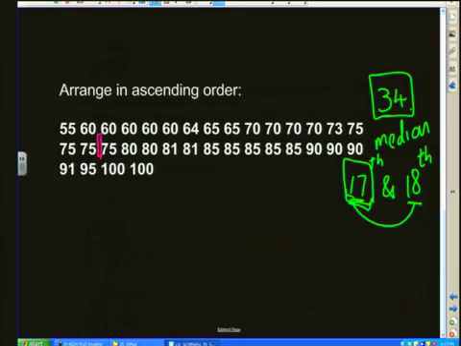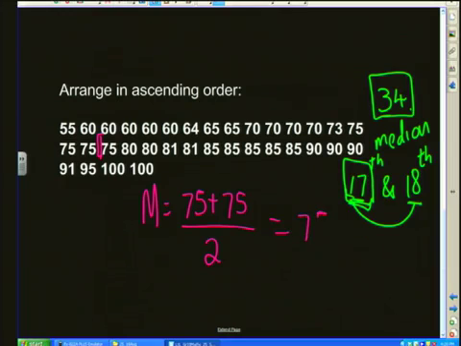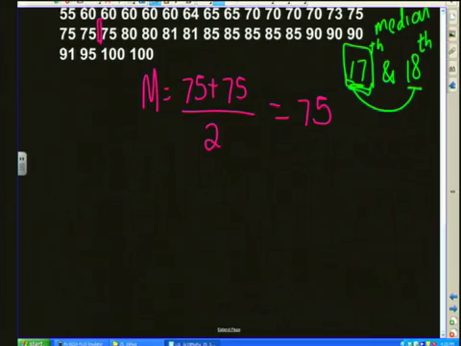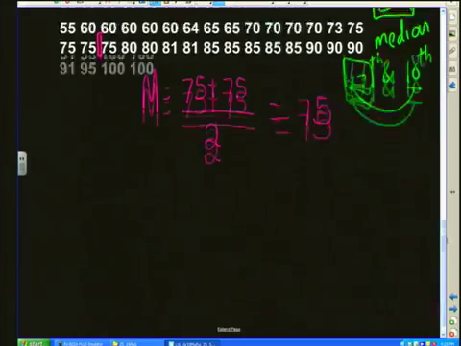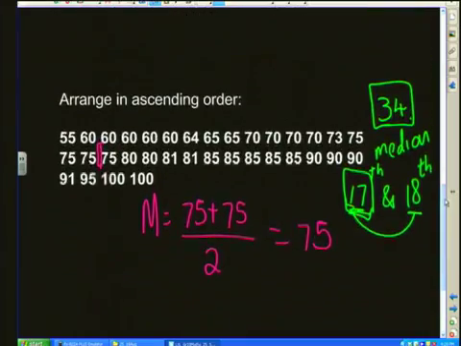So in order to find the median when it's between two values, you find the average. So it's 75 plus 75, divided by 2, which is 150 divided by 2, which gives me 75. All right, so our median is 75, and it's located between the 17th and 18th data points.